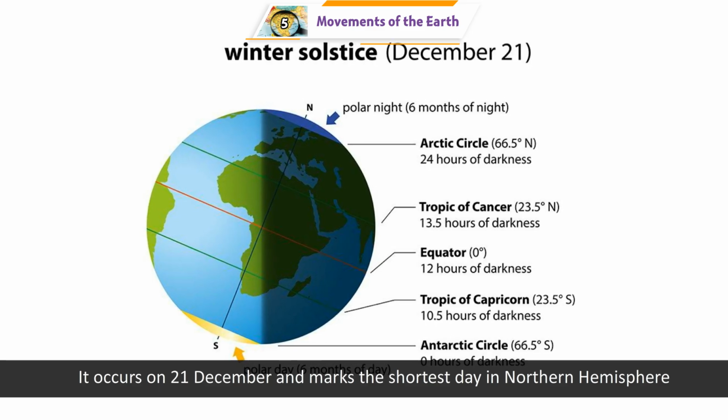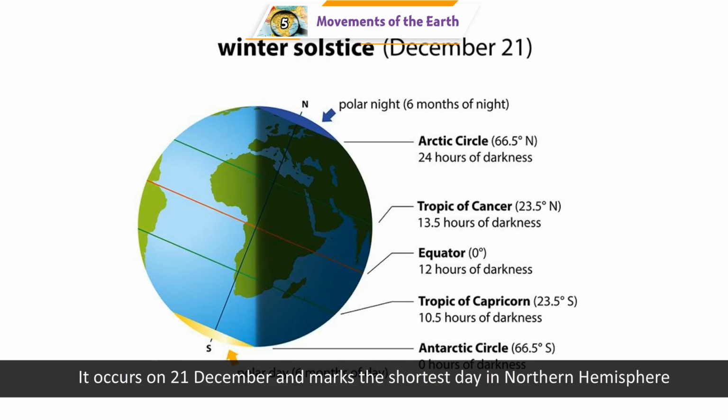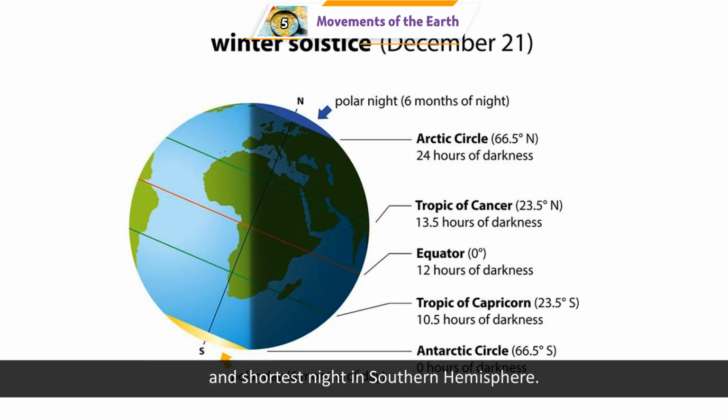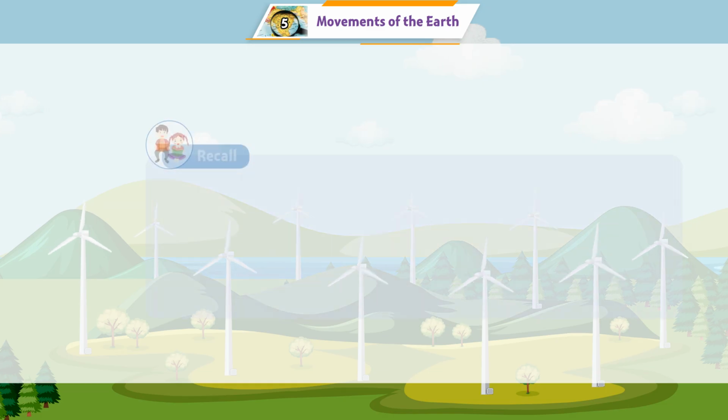It occurs on the 21st of December and marks the shortest day in the Northern Hemisphere and shortest night in the Southern Hemisphere.